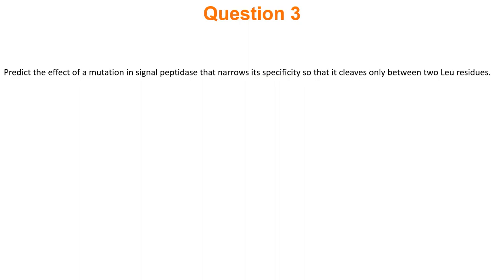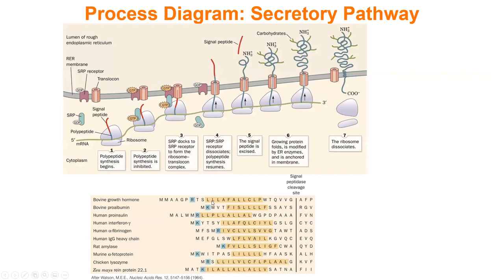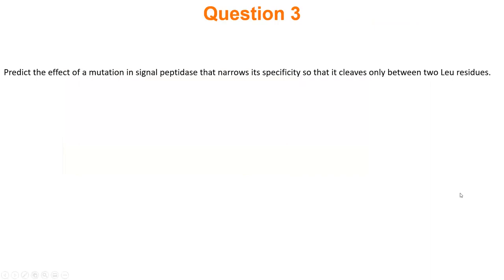instead it cuts after two leucines. And so if we go back to our signals, you can see there's a lot of leucines. So what I'm saying is that instead of cutting right here, it's going to cut where I'm making these new lines, for example. So we're making a cut at a different position. And by the way, the protein that cuts it is called signal peptidase. I want to know if we have that mutation in signal peptidase, what the effect on the process of translocation would be. What is the effect on the process we just talked about?